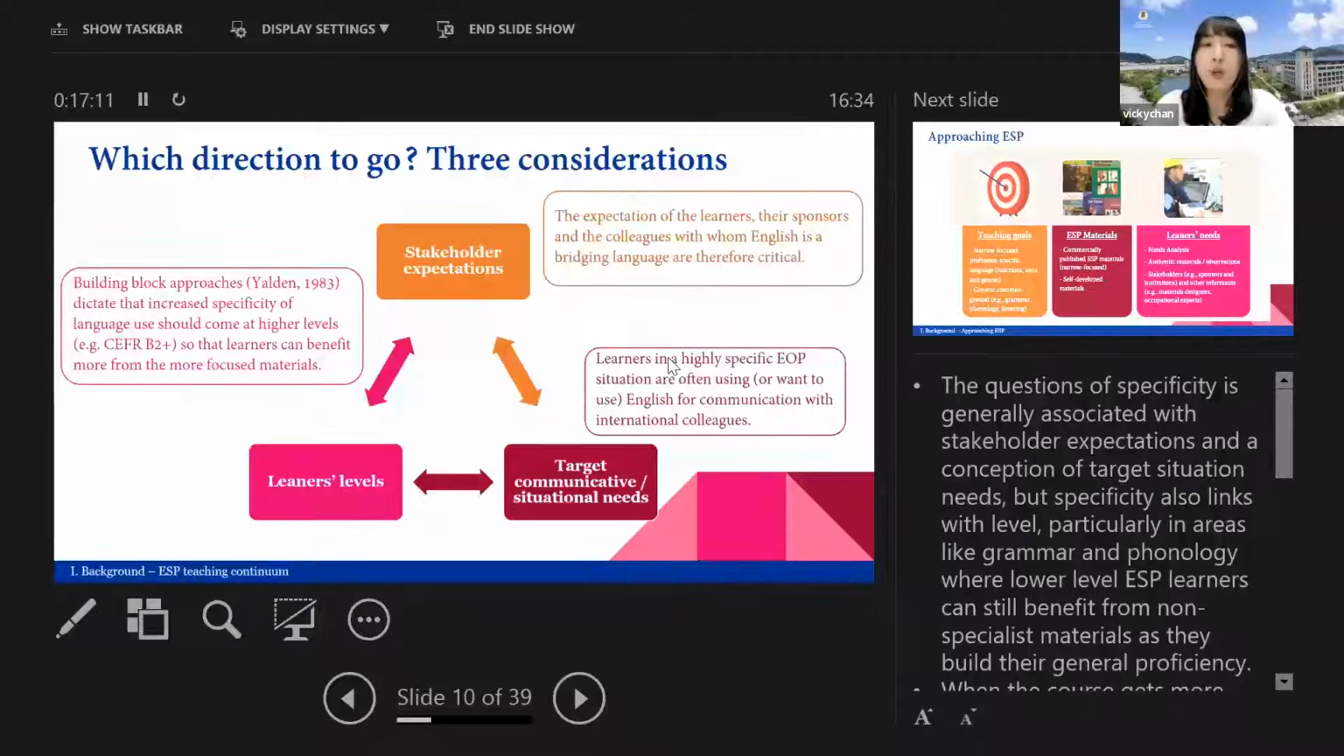And then also, one thing to keep in mind is the learners' levels. For example, there are some studies saying that it would be more beneficial for students with a higher level to have the narrow focus ESP course, whereas general English input would be needed for students with lower proficiency.